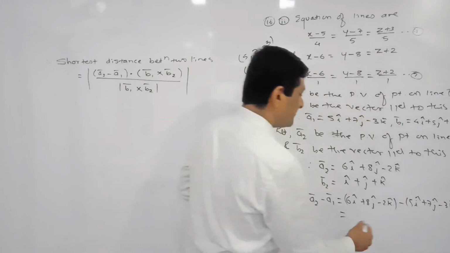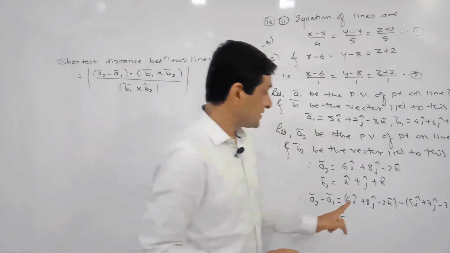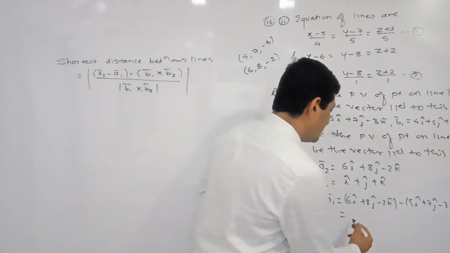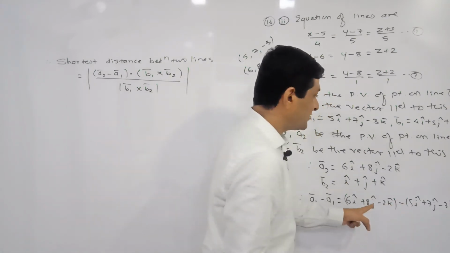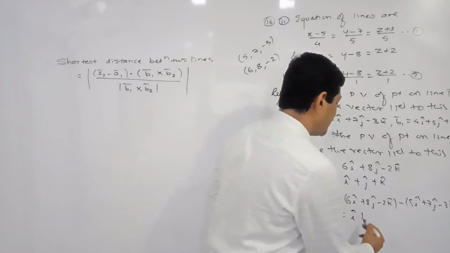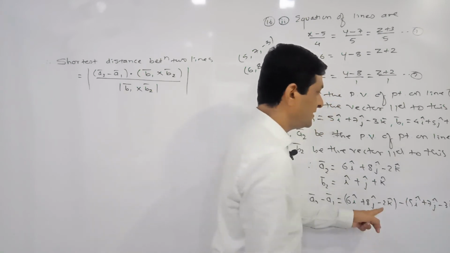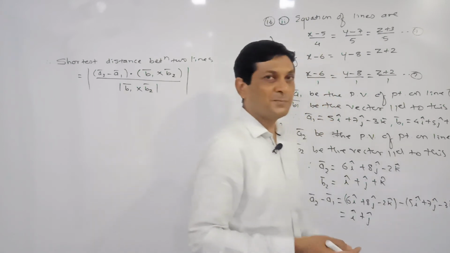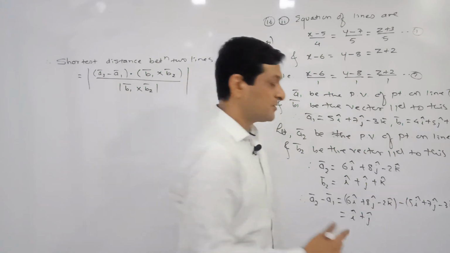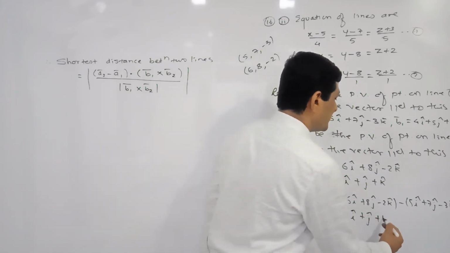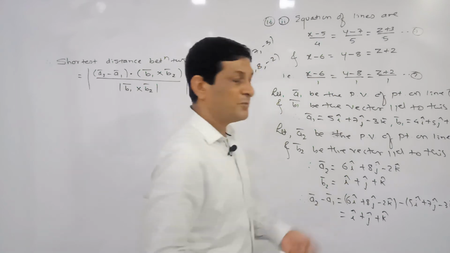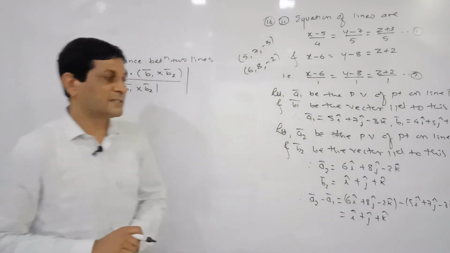So let us take the difference of these two vectors. 6i minus 5i will be equal to i, 8j minus 7j will be equal to j, and minus 2 minus minus means plus 3. Minus 2 plus 3 will be equal to 1. 1 means 1k cap. So in this way we have got the value of a2 bar minus a1 bar.